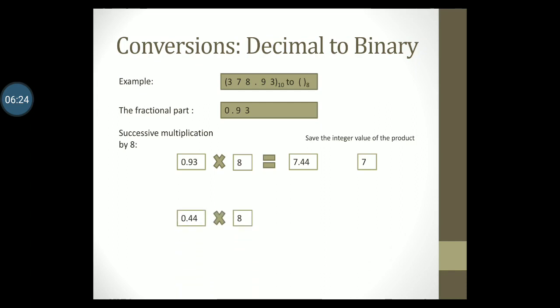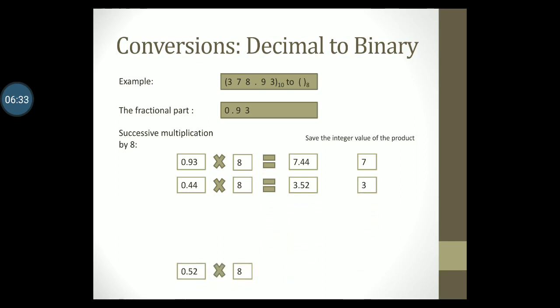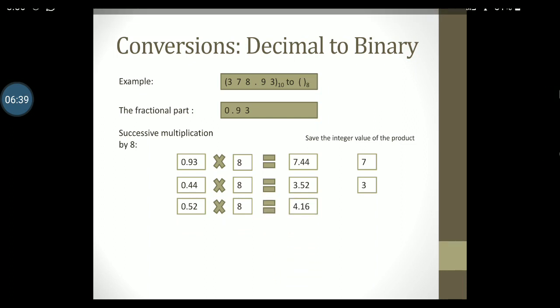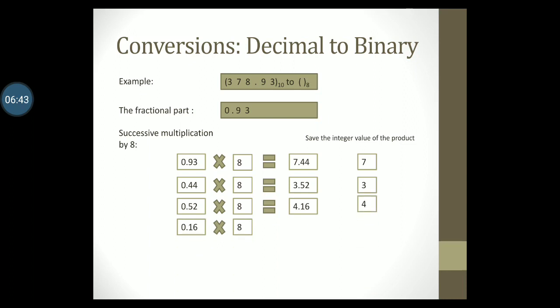Next we take 0.44 and multiply it with 8. We get 3.52. Record 3. Again multiply 0.52 with 8. We get 4.16. Record 4. Again multiply 0.16 with 8. We get 1.28. Record 1.